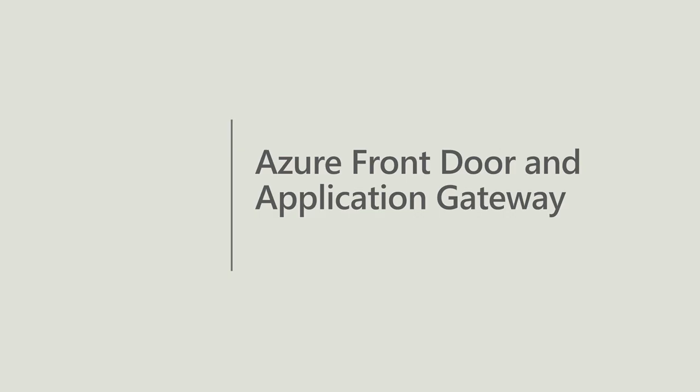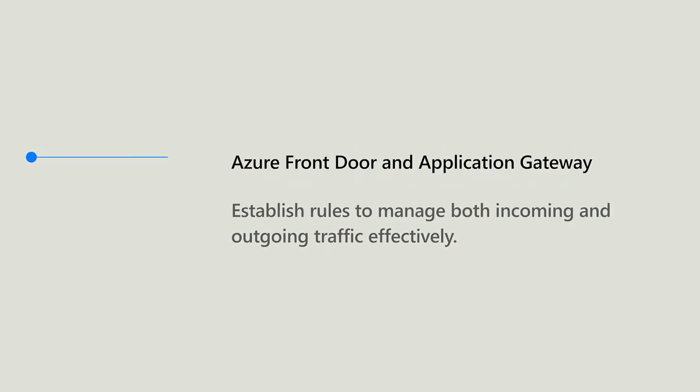Last up is Azure Front Door and Application Gateway. These services are excellent for global load balancing and enhanced security. They act like gatekeepers, ensuring your app traffic flows smoothly and securely. You can configure Azure Front Door for optimized traffic distribution and Application Gateway for robust firewall protection. Just be sure to establish rules to manage both incoming and outgoing traffic effectively.